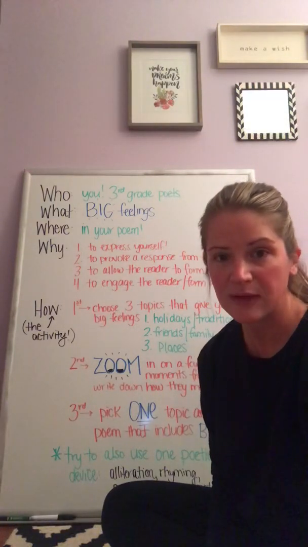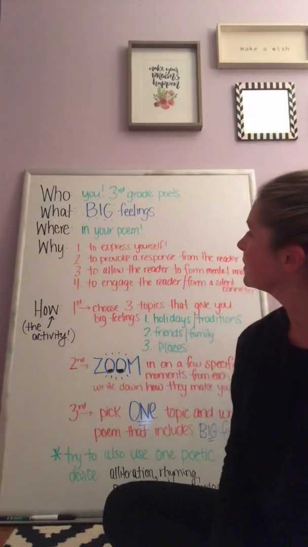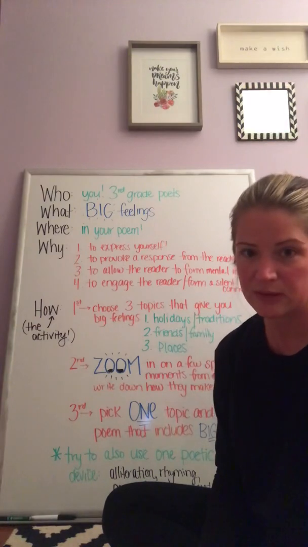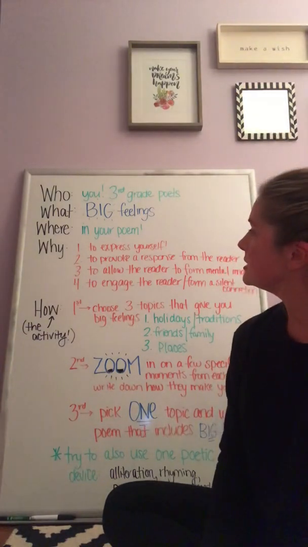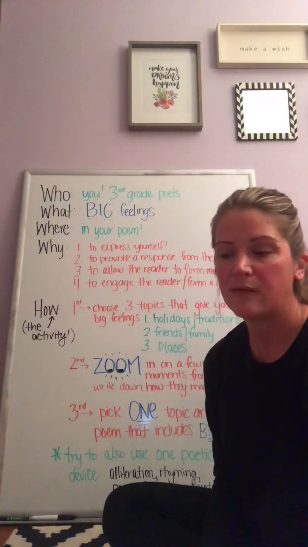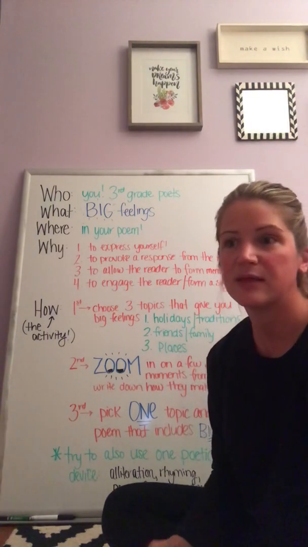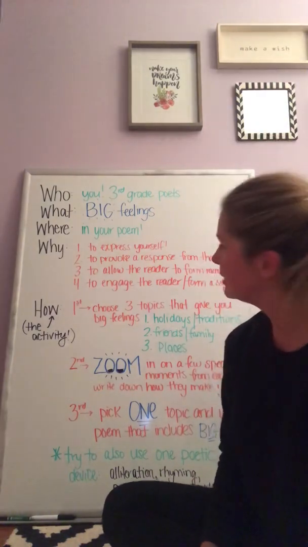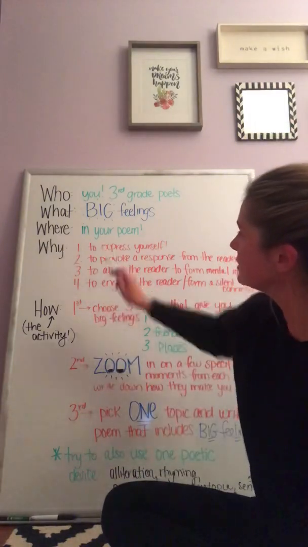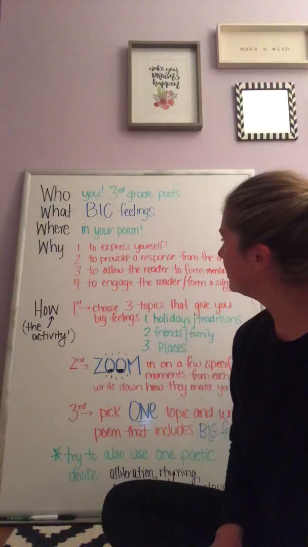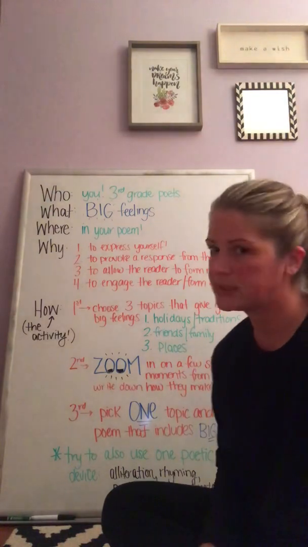We also tend to find them in a lot of the poems that we've read so far in this unit. A couple reasons why authors choose to use big emotions or feelings in their poetry is to express themselves. If you are feeling excited about something, you obviously want to convey that to the reader. If you are feeling sad or frustrated, it could be helpful to write your feelings down in the form of a poem. Number 2 is to provoke a response from the reader. Number 3 is to allow the reader to form mental images.